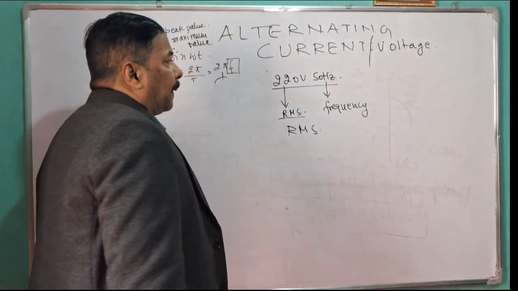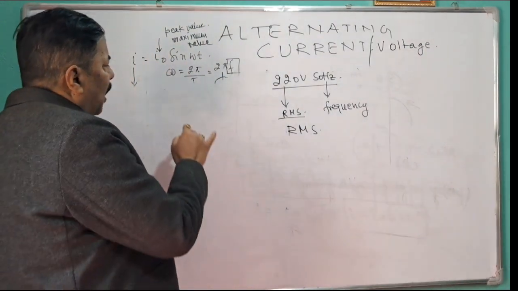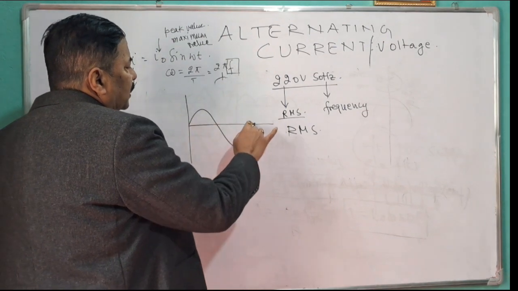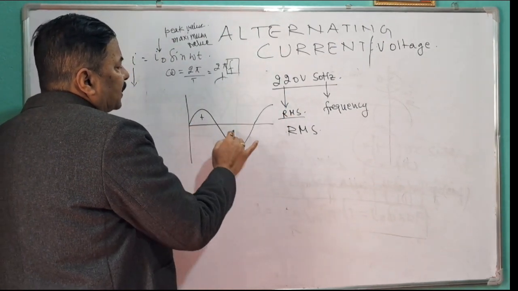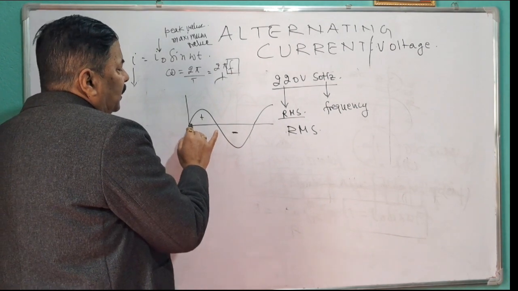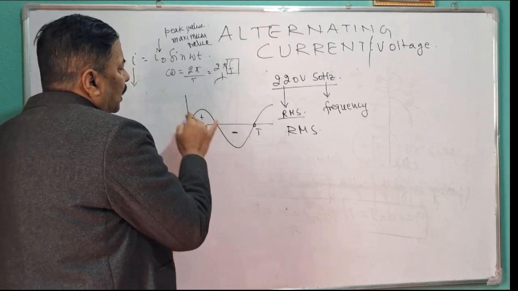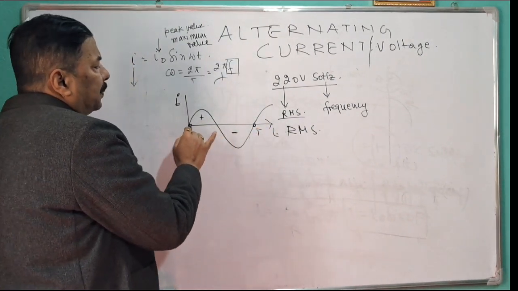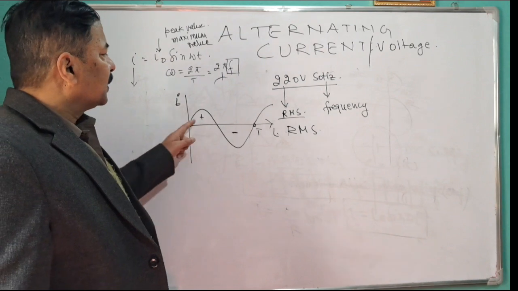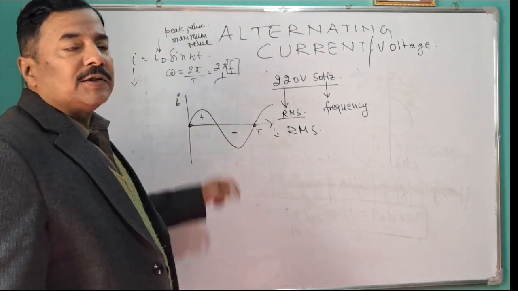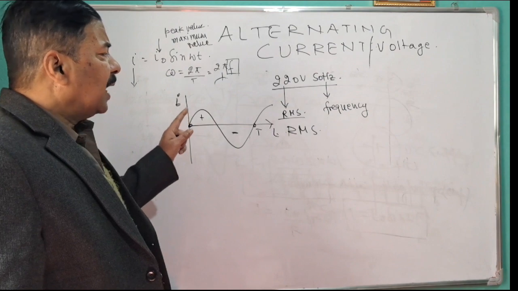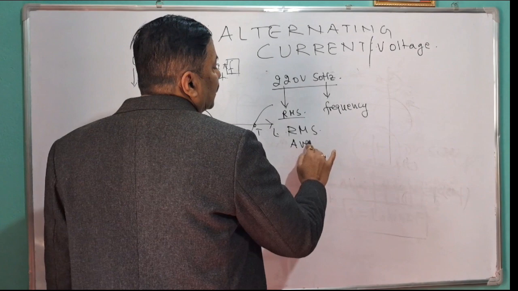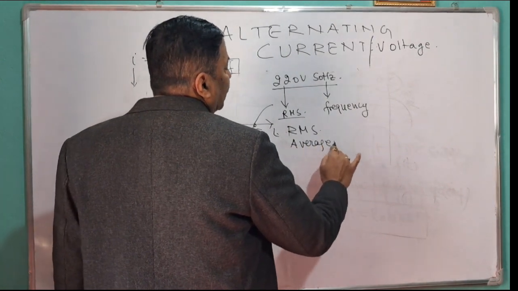RMS. And if we talk about the AC, which is very common, you can understand it this way: this is plus, this is minus. So in one time period, here is the I, here is the T. In one time period, the average value is 0, because this is positive, this is negative, so ultimately it is 0. So we define the average value. One is the RMS value, one is the average value.